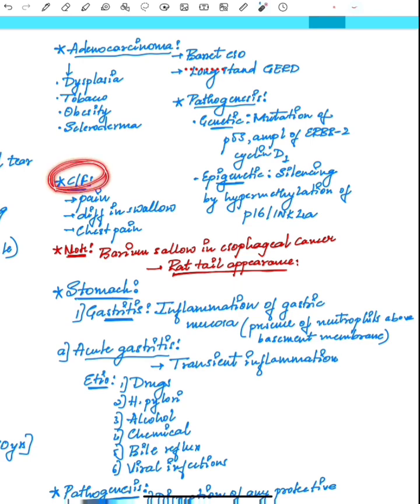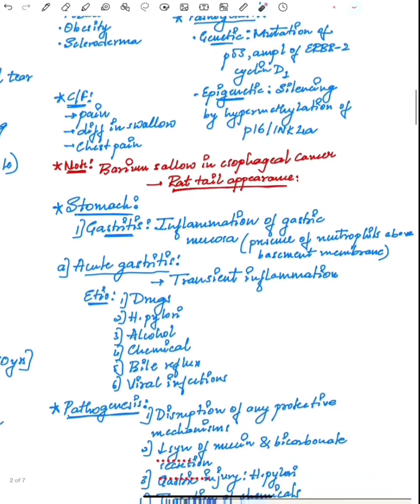Clinical features of this adenocarcinoma are pain, difficulty in swallowing, chest pain. An important note to be remembered here is that when we do the barium swallow, when we give the barium compound to the patient, after that barium swallow test in esophageal cancer, a rat tail appearance is seen. It is an important question for NEET PG or an MBBS second year student.